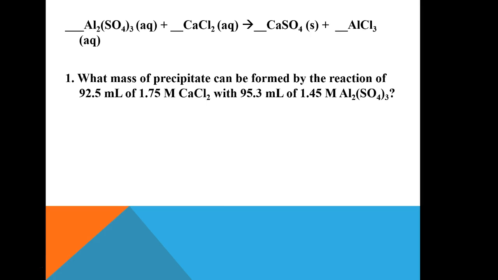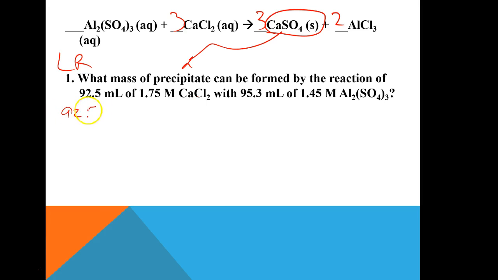We're throwing back to some old stuff here. Let's balance this equation. We'll put a 3 there, and a 3 there, and a 2 here. And that should balance it. So what mass of precipitate, that would be the solid stuff we're looking for, can be formed by the reaction of 92.5 milliliters of this with that? Guess what this would be? This would be a limiting reactant problem. But it's done exactly the same as all the limiting reactant problems we've been doing all along.